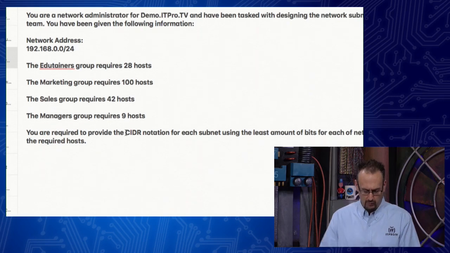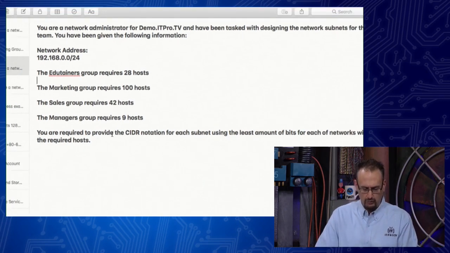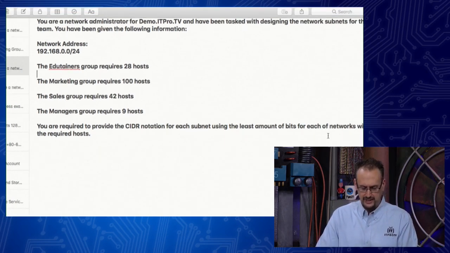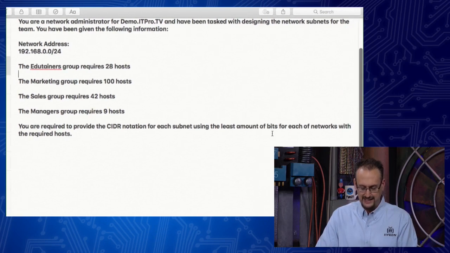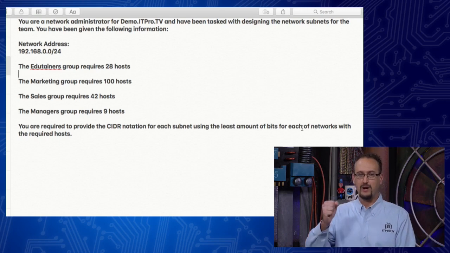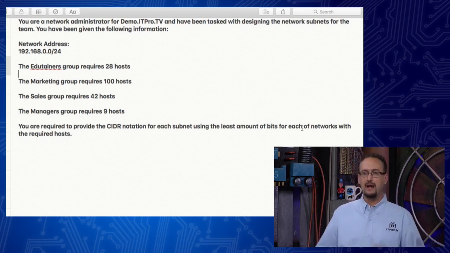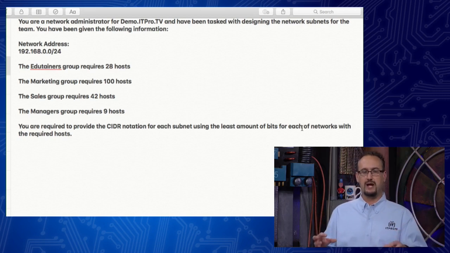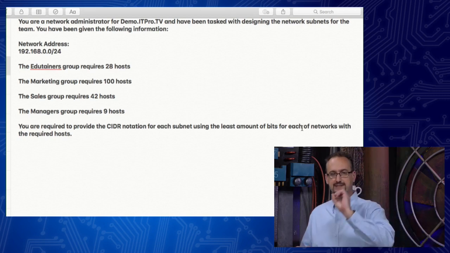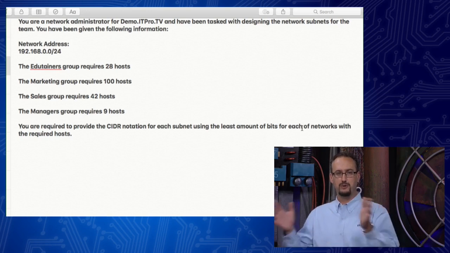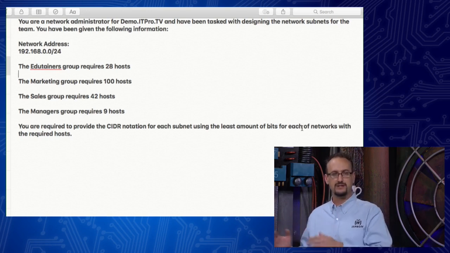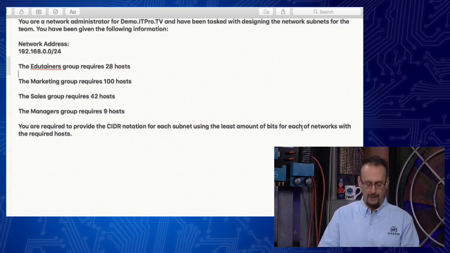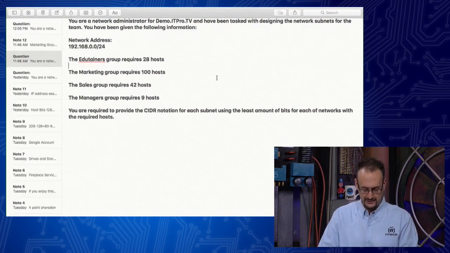Now, what are we required to do? Well, we're required to provide the CIDR notation for each subnet using the least amount of bits for each network with the required amount of hosts. And this is what variable length subnet masking does. It means I can start with a base address, and I can use different subnet masks to put just those hosts within the subnets that I want, varying the length of the subnet mask. So how would I go about doing this if I needed to approach this on the exam?